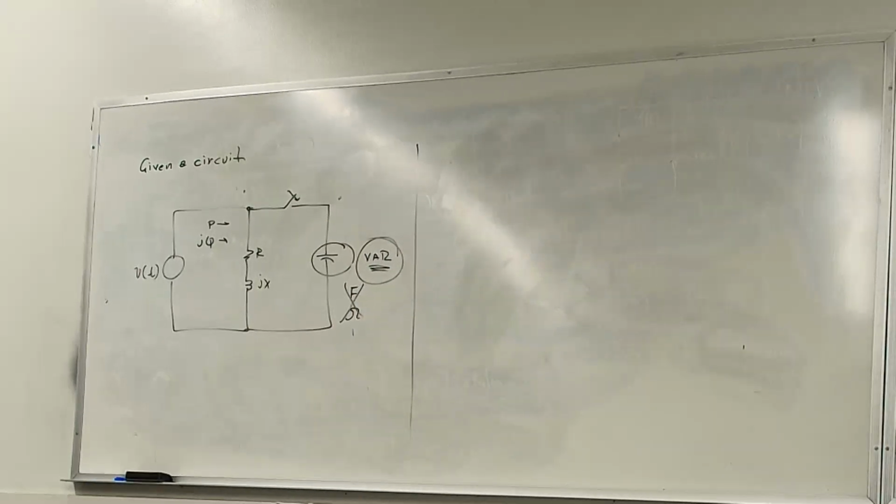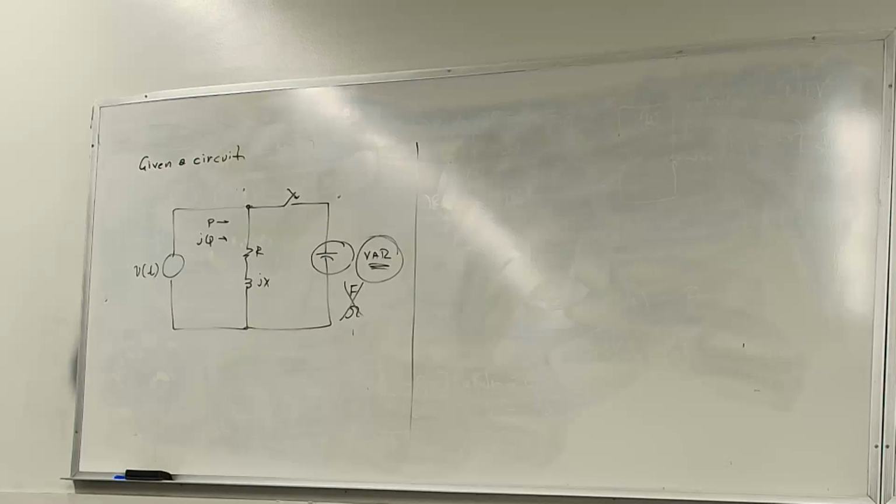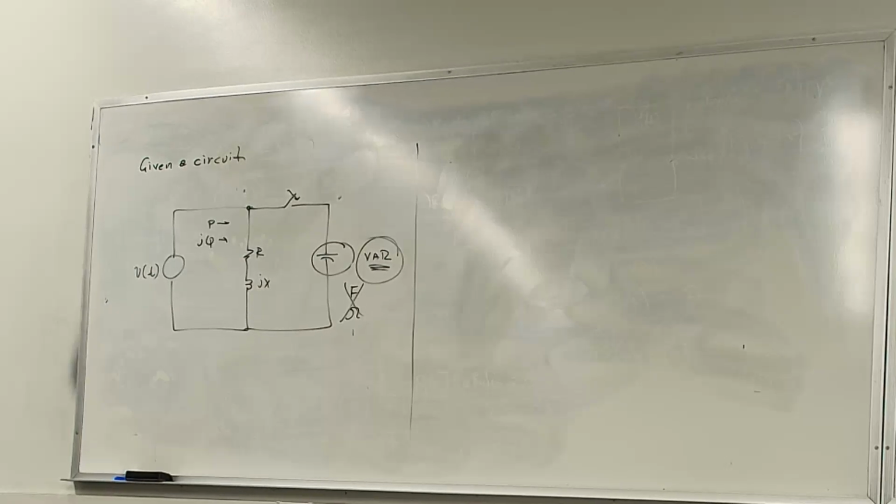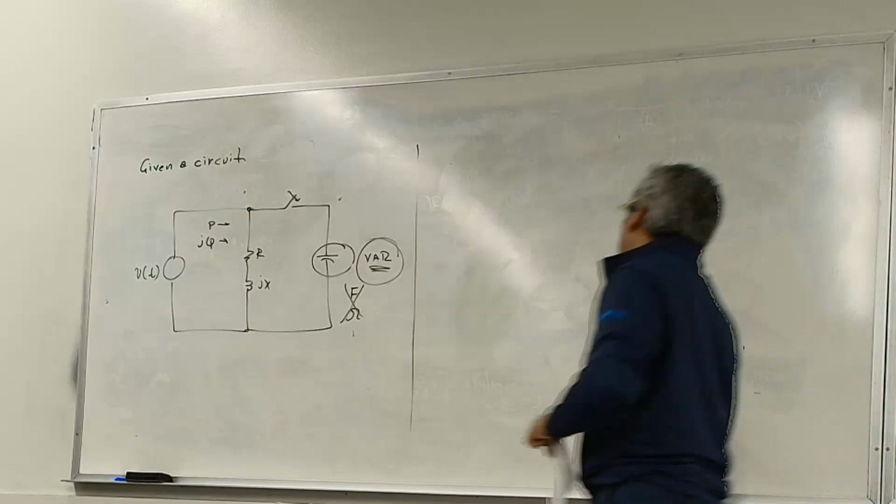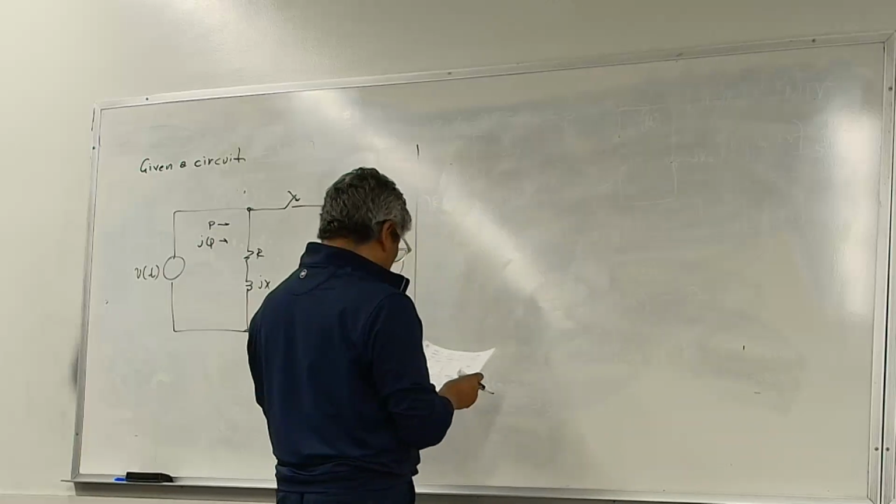If you're given the phase-to-phase voltage, what is the relationship between phase-to-phase and phase-to-neutral? You have to remember the square root of 3 and the minus 30 degrees. We'll talk about that, and we'll do one problem today like that. I think there's one in the homework.